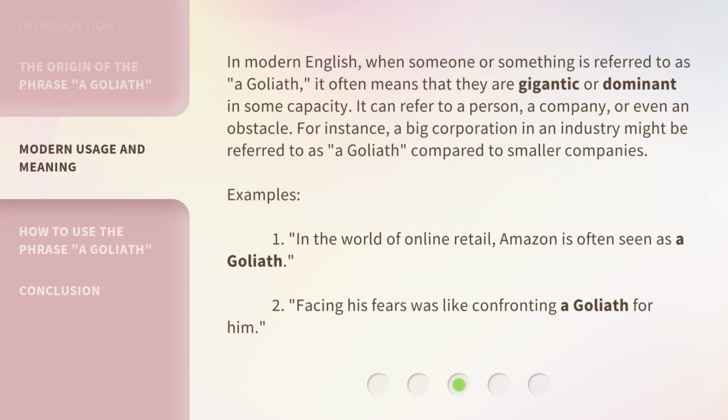In modern English, when someone or something is referred to as a Goliath, it often means that they are gigantic or dominant in some capacity. It can refer to a person, a company, or even an obstacle. For instance, a big corporation in an industry might be referred to as a Goliath compared to smaller companies. Examples: 1. In the world of online retail, Amazon is often seen as a Goliath. 2. Facing his fears was like confronting a Goliath for him.